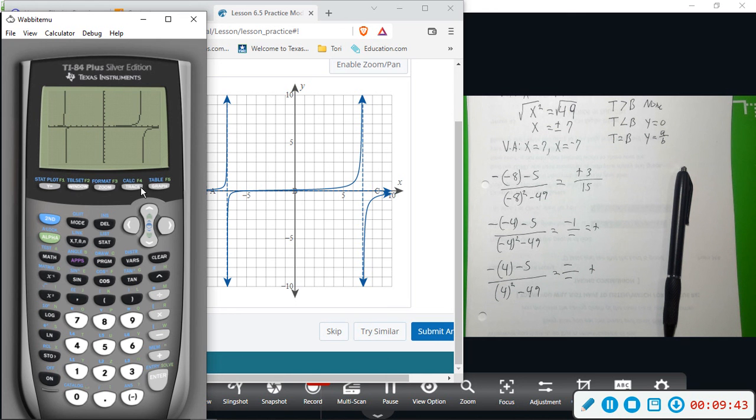Let me see if I can trace it. Trace. Yep. It looks like it's doing exactly what we pictured it. It's just flat across there, and then it's going to curve up and flip on the other side.